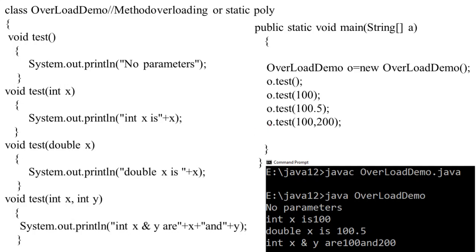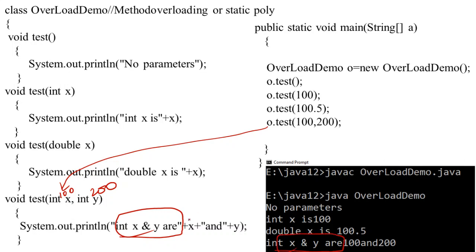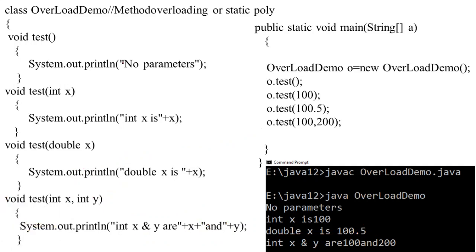Next, where will I go? O dot test of 100 comma 200. In x, 100 will be copied. In y, 200 will be copied. In the output screen, what will it display? Int x and y, with x appended. X means 100. Then y will be appended. Y is 200, isn't it? Just correlate the theory we were discussing in the previous slide with this program. This one is a simple and straightforward program.